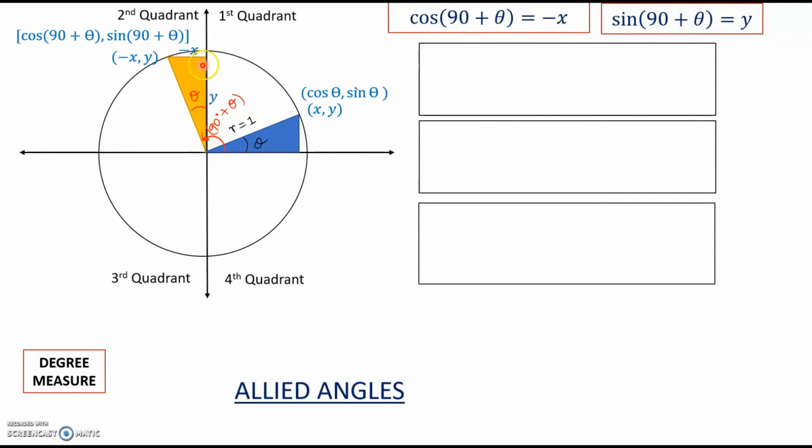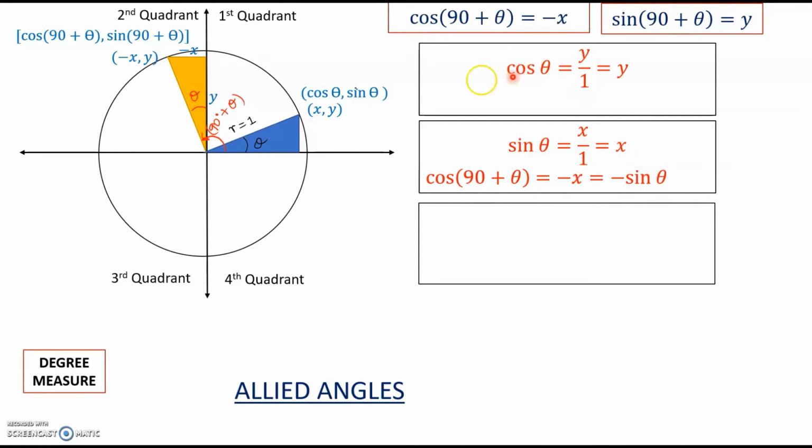Now let's consider this right angle triangle here. So in this right angle triangle, what will be my sin theta? My sin theta would be equal to x by 1. So sin theta will be equal to x. So we know that minus x is cos 90 plus theta. So I'm going to replace this x with sin theta. So my new cos 90 plus theta will be equal to minus x, and the x is sin theta, so it becomes minus sin theta. So my cos 90 plus theta is equal to minus sin theta.